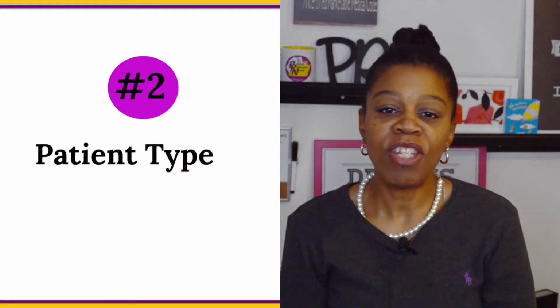Number 2, patient type. Identifying the patient type as new, established, initial, or subsequent further narrows down your choices and determines the number of key components required. Let me explain. With the office and other outpatient services codes, the broad range is 99201 through 99215.